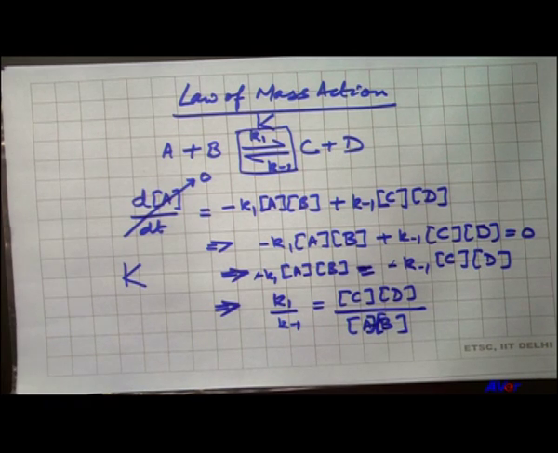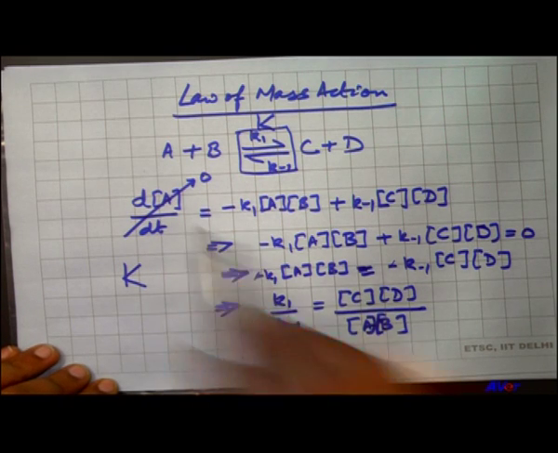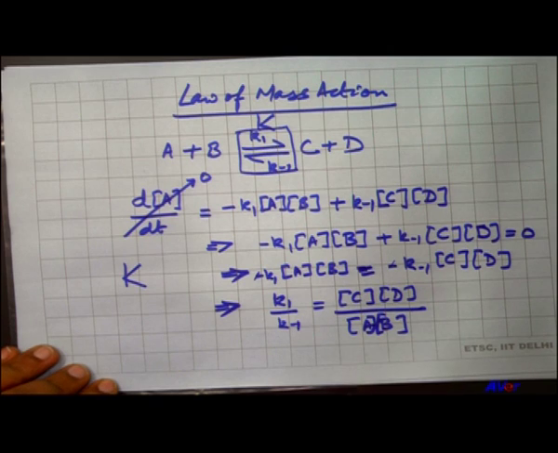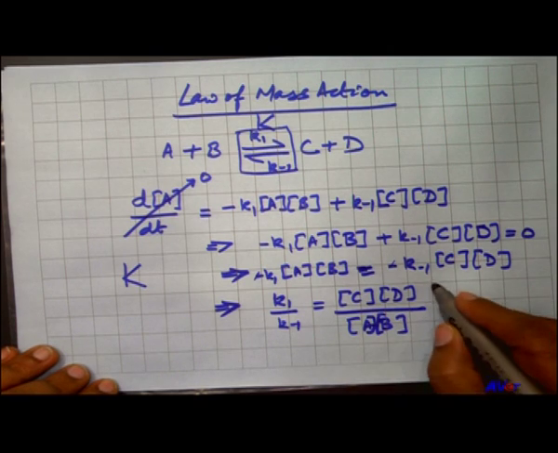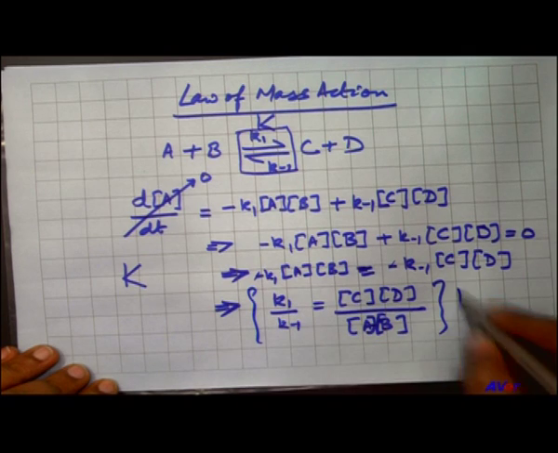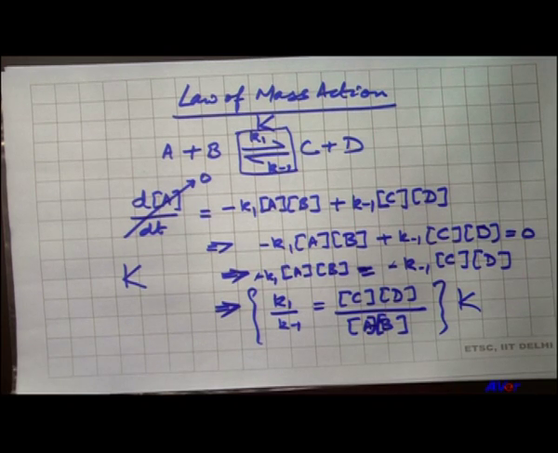this, which now becomes your association constant. K1 is in the numerator, A and B are giving C D with respect to A B. So, this is your equilibrium constant, which is the ratio of rate constants between the systems. Now, this law of mass action is very important for you to understand.